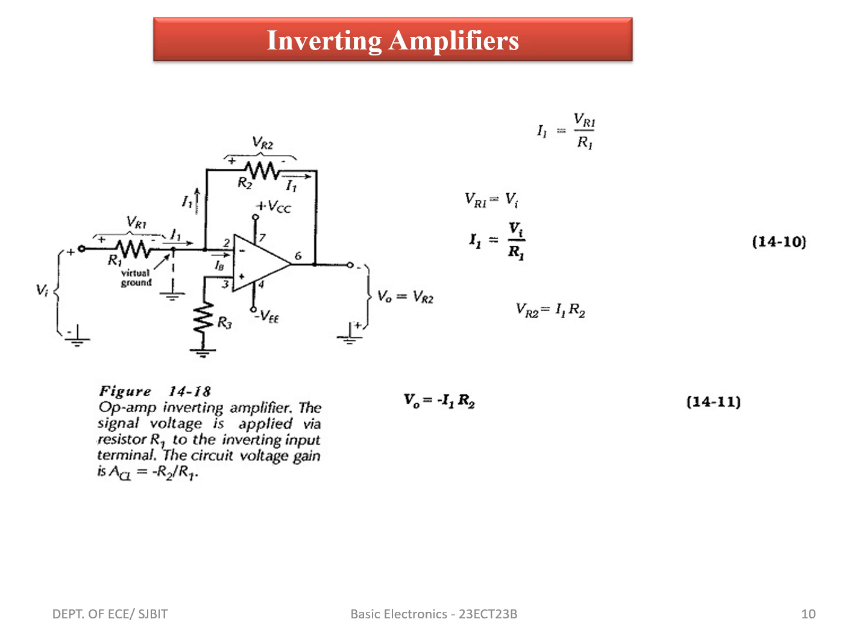Next, we will start the inverting amplifier. Here, this is a circuit diagram of an inverting amplifier, that is, the op-amp inverting amplifier. The signal voltage is applied via resistor R1 to the inverting input terminal. The circuit voltage gain ACL will be equal to minus R2 by R1. The current flowing through resistor R1 is I1, which will be equal to VR1 by R1, and VR1 will be equal to the input voltage VI, so I1 will be equal to VI by R1. Also VR2 will be equal to I1 into R2, and output voltage V0 will be equal to minus I1 into R2.